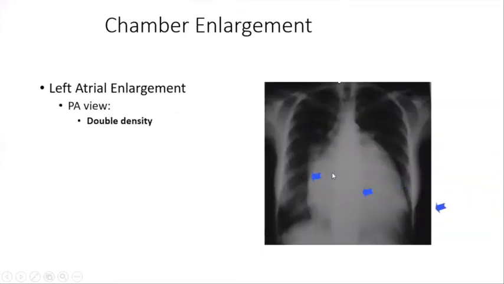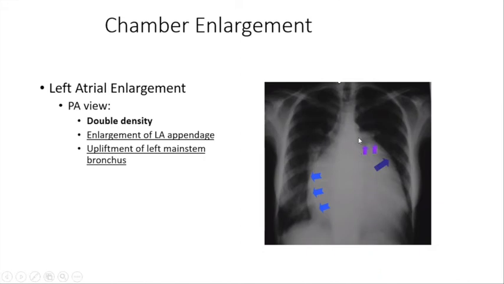Now left atrial enlargement. We barely view the left atrium in a normal film, while in left atrial enlargement there is a double density. This is the density of the left atrium, and this is the density of the right atrium. So there is the double density sign, and the left atrium is enlarged. It is very difficult, and we have to look particularly carefully for this double density sign. There is also upliftment of the left atrial appendage, which is also prominent. Similarly, there is upliftment of the left main stem bronchus, so there is broadening of the carinal angle.